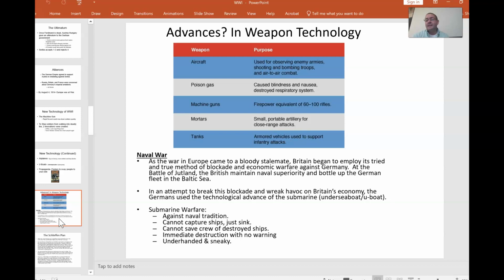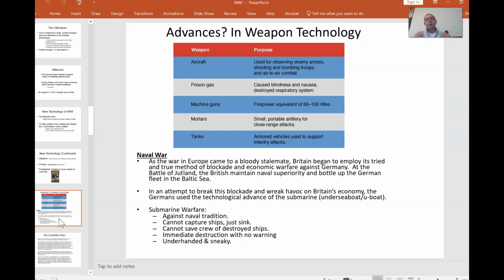Poisonous gas. The trifecta here is chlorine, phosgene, and pepper spray, basically. And they attack your mouth, your face. They attack sort of all of the openings of your body. Machine guns, which I said.